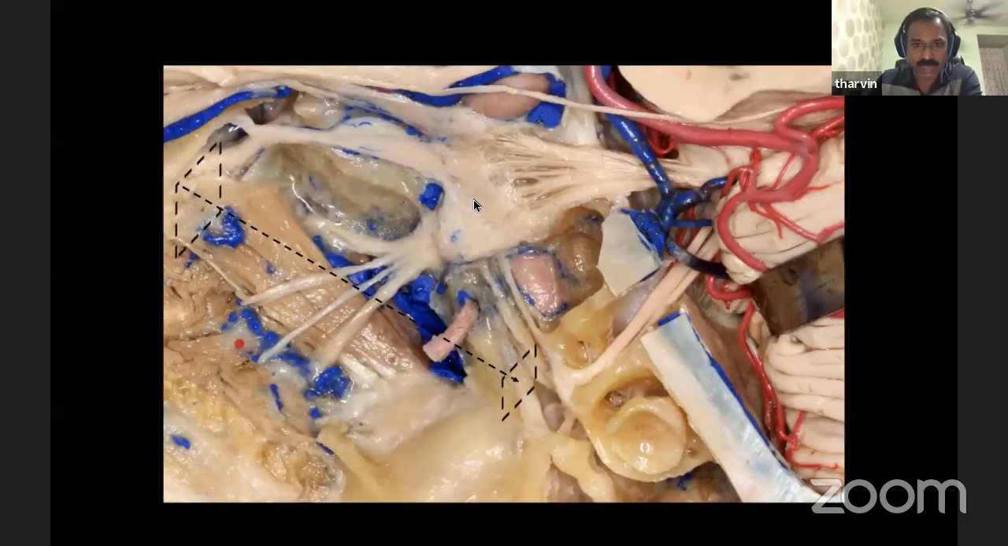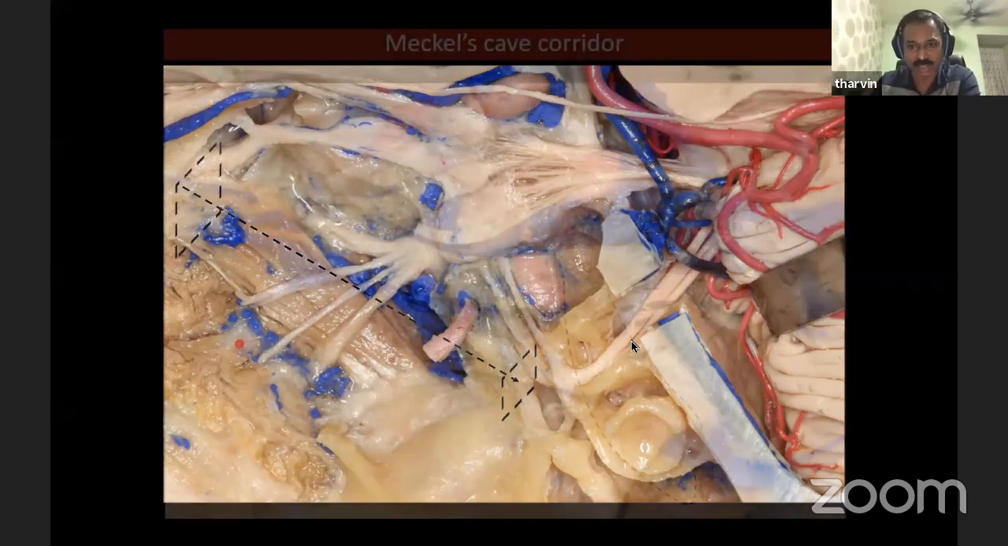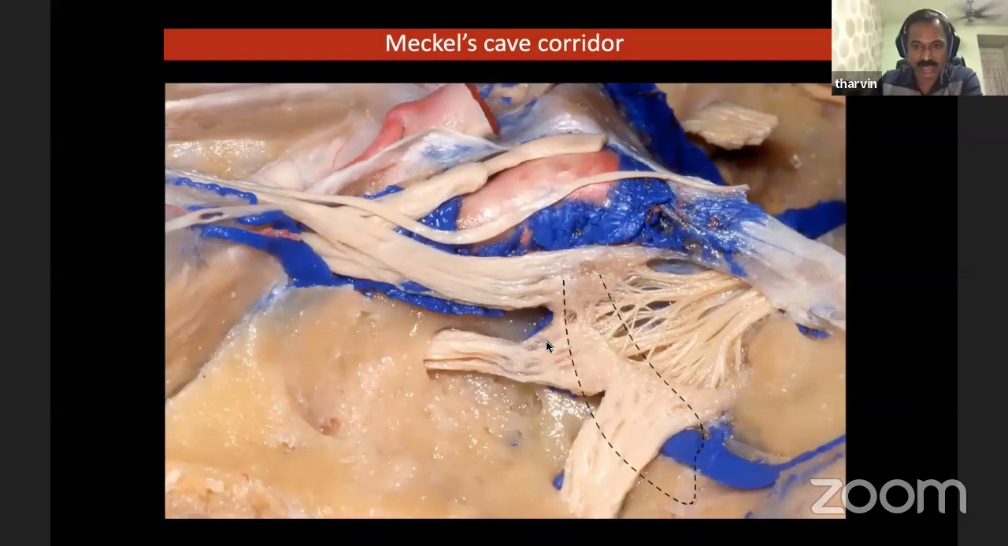So this forms the Meckel's cave. So the best way to identify the Meckel's cave from transnasal is to follow the V2 backwards, and where the V2 and the V3 join together, that forms the anterior part of the Meckel's cave as such. Then again, as you can see, the third, sixth, V1, V2. So this forms the cavernous sinus. This is the V3. So if we follow the V2 backwards and see where the V3 joins, we will be able to find the Meckel's cave in a dissection.